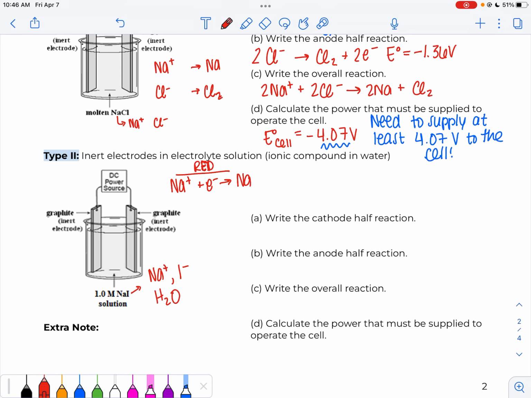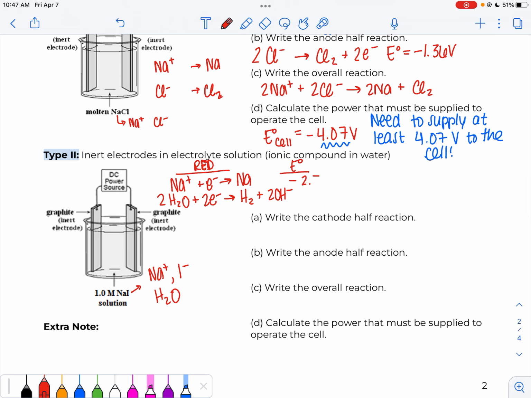But the other possible reduction that can happen is water. If you have water, you could produce hydrogen gas and hydroxide ions. So to balance this whole thing out, it looks like two waters plus two electrons yields hydrogen gas and two hydroxides. So we have to consult the E0 values for both of these reactions. If we look at the table, the reduction of sodium, from the previous problem, is -2.71 volts, and the reduction of water is -0.83 volts. So how do we decide which one is actually being reduced?